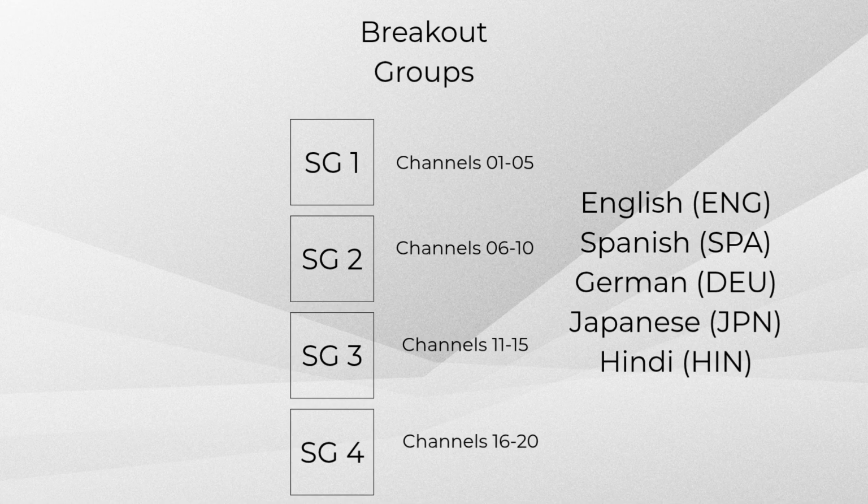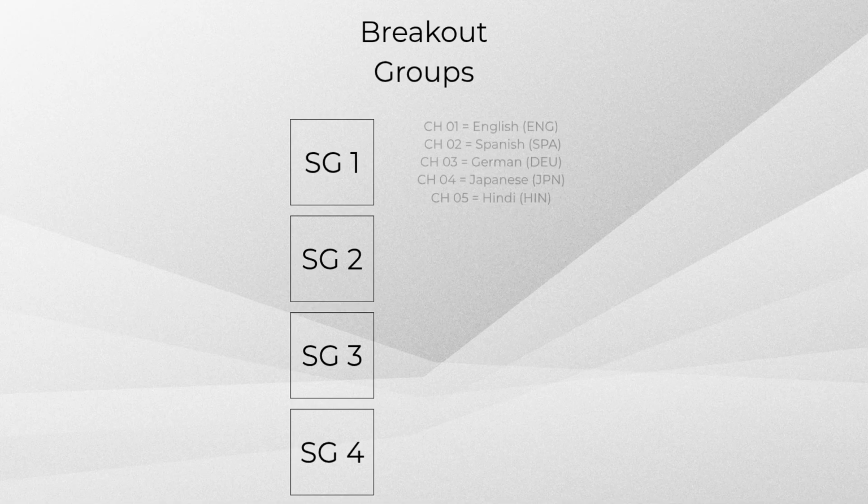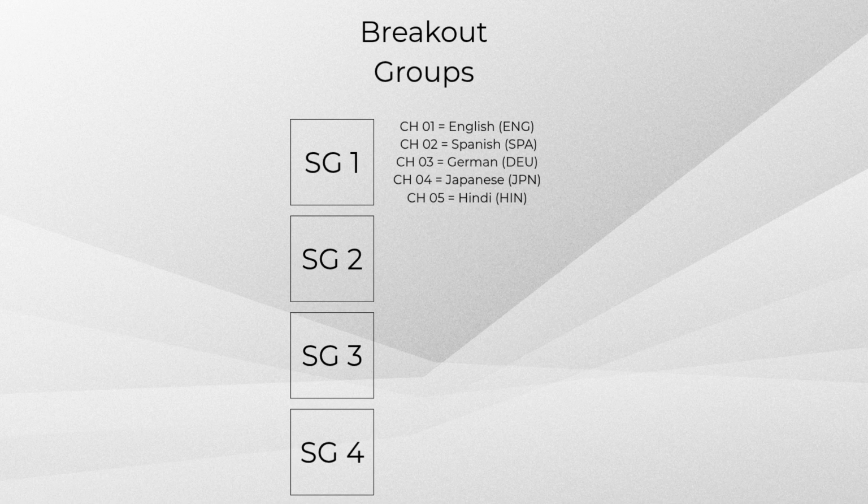Here's a breakdown of how the channels will be assigned to each subgroup. Subgroup 1, or SG1. Channel 1 is English. This will be the presenter language reserved for hearing assistance. Channel 2 will be Spanish. Channel 3 will be German. Channel 4 will be Japanese. And Channel 5 will be Hindi.